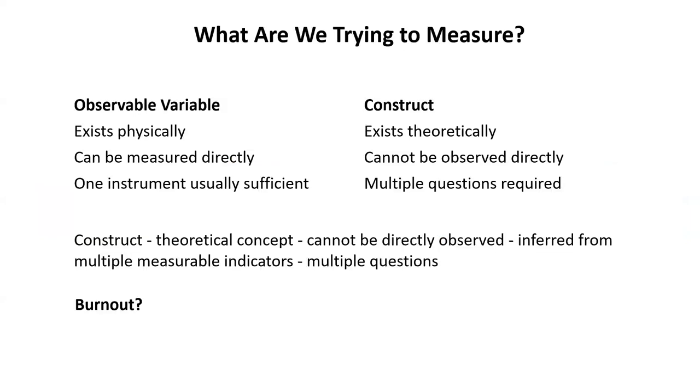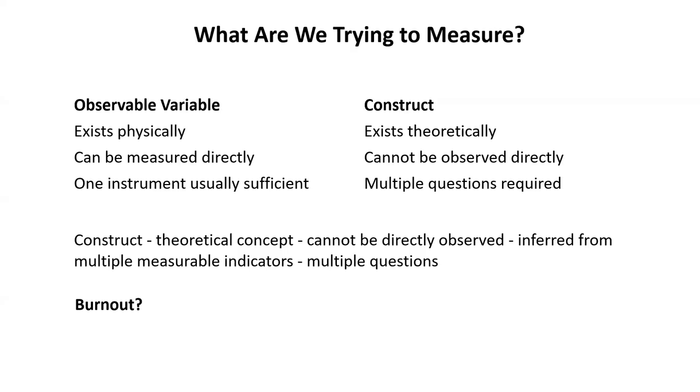So the ones on the left are actually observable objective variables which exist physically and which can be directly measured, and one question is sufficient to obtain data on those variables. But these constructs, the ones on the right, exist theoretically, and you cannot get the answers to those questions with a single question. You will have to ask multiple questions because these constructs are not directly observed, they are latent, they are in the background, and you have to capture them through multiple questions.